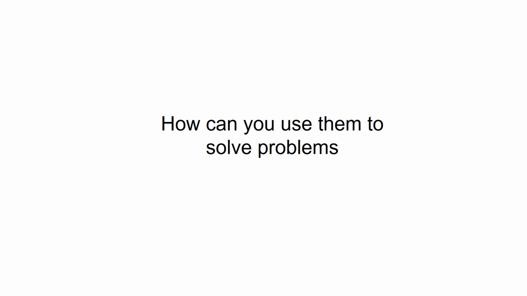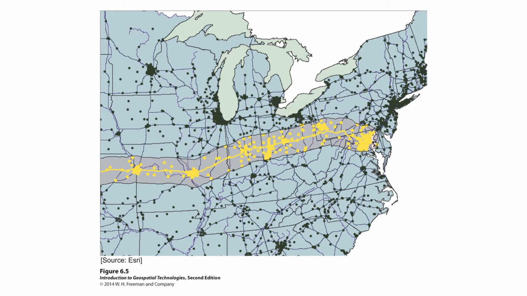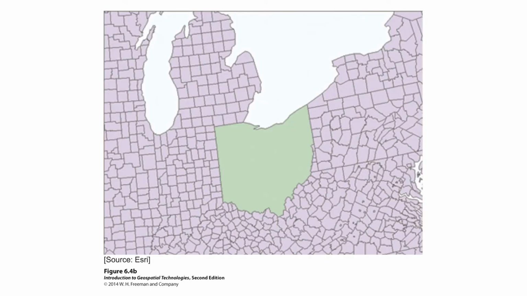You can also use GIS to solve problems. Maybe you need to know how many cities are impacted by this particular road. This would identify all of them. Maybe you want to create a polygon for the state of Ohio, so you select all those counties and then you dissolve based on the field state, and all of a sudden, boom, now you got a polygon for Ohio.